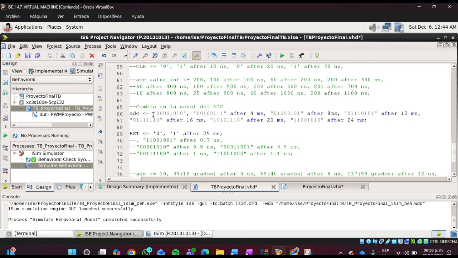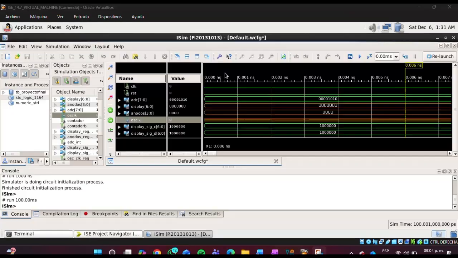And we have all the changes for trying different values of the ADC and different degrees, and then the reset button. After explaining all the code, we are going to analyze the signal waves in the simulation.